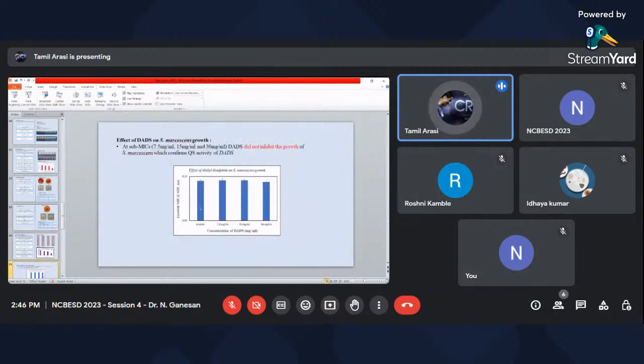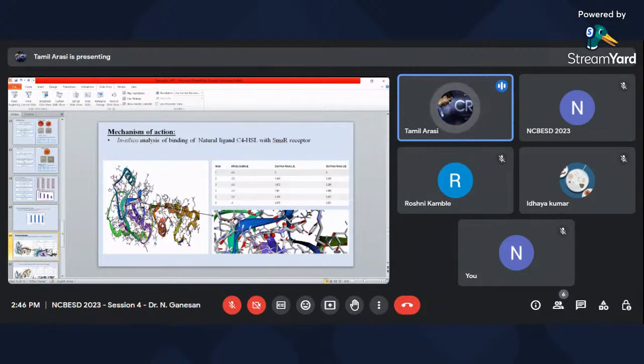And then, I already told you I'm not concentrating on the killing of bacterial cells. So here in this graph, it is very well explained. At sub-MIC concentrations, 7.5 mg per ml, 15 mg per ml, 30 mg per ml, diallyl disulfide did not inhibit the growth of Serratia marcescens, which confirms the QS activity of DADS. That is, the diallyl disulfide is not working as an active antibacterial agent; it is working as an anti-quorum sensing agent. And then in silico studies also confirmed that it can interfere with the binding of the natural ligand with the SmaR receptor.